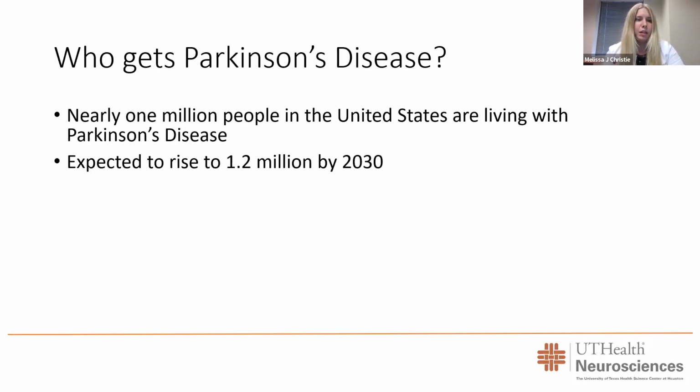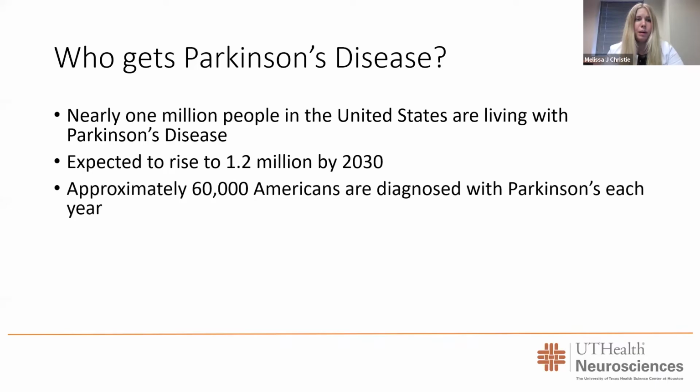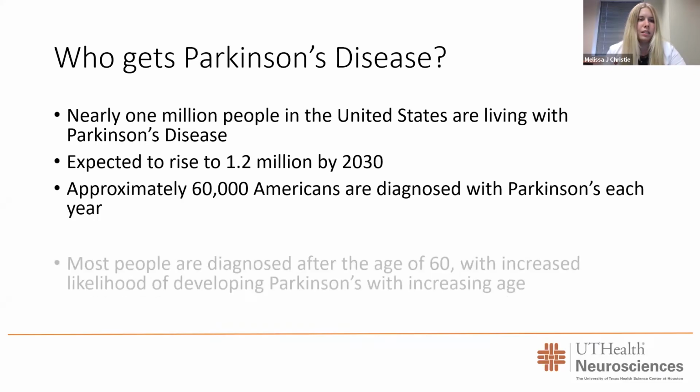And so, with a population that is getting older in the US, we expect that number to rise to 1.2 million by 2030. There are about 60,000 Americans diagnosed with Parkinson's each year. So if you divide that per day, between all the neurologists practicing, we're giving a few hundred people a diagnosis of Parkinson's. So it is something that usually you will know someone in your lifetime, whether it's yourself, a loved one, or a friend, that has the disease.